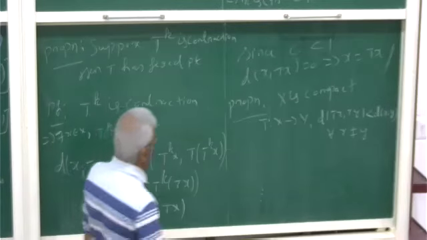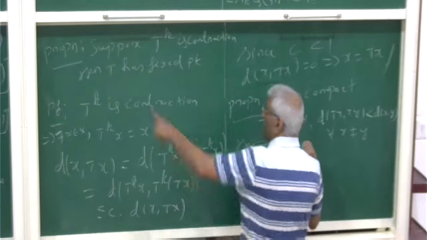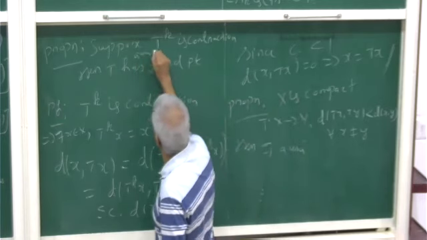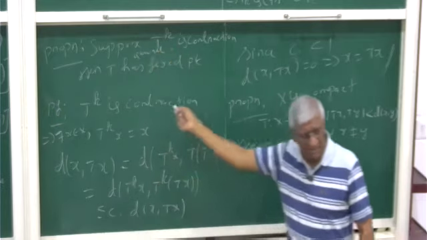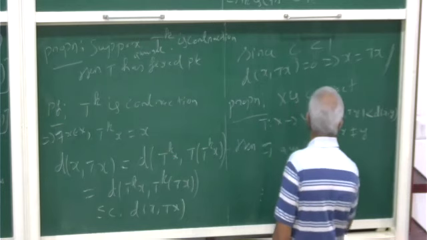Then there exists a fixed point. Then there exists a unique fixed point. Wherever it says unique, it is always there. Unique is clear by the same argument. Then there exists a unique fixed point.